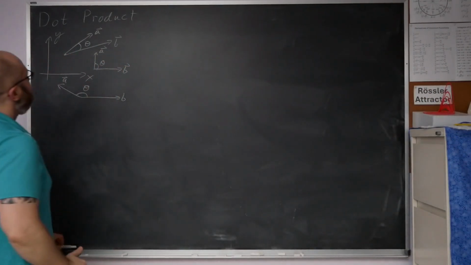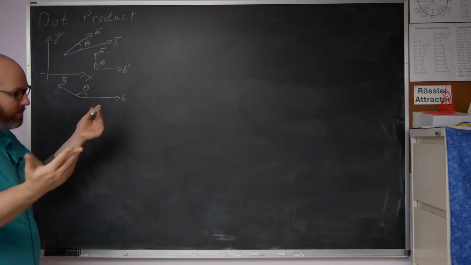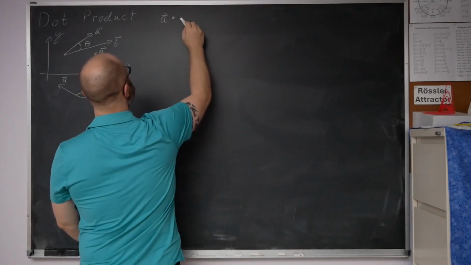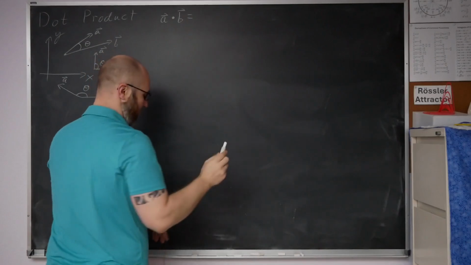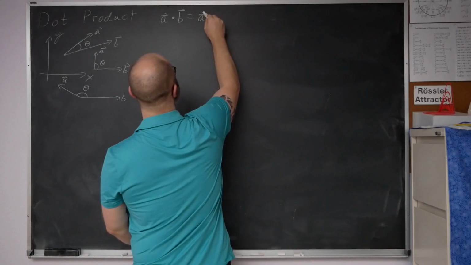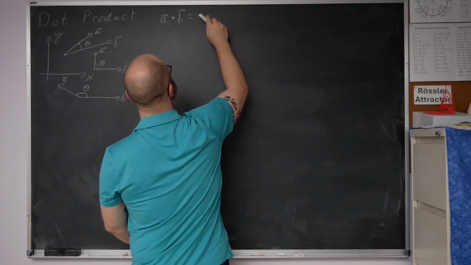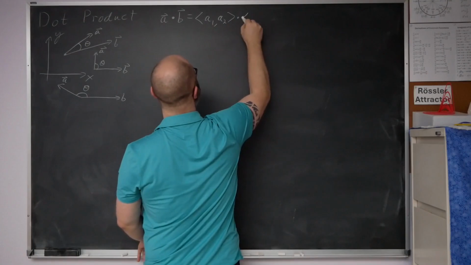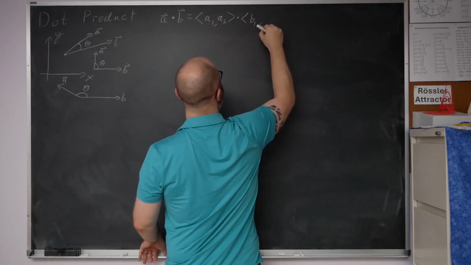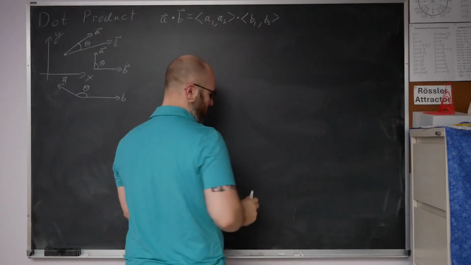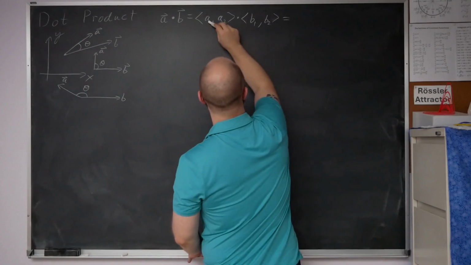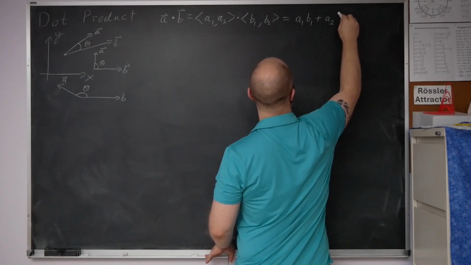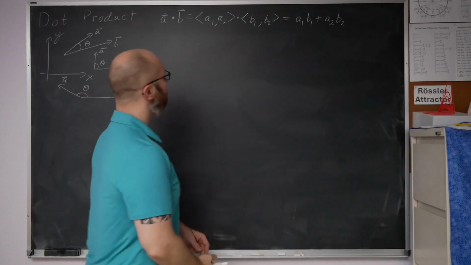So to continue on, the dot product supposedly is going to help us do this. What is the dot product? So the dot product is defined, it's A vector dot B vector. I'll write that in component form here. So it's A vector, A1 comma A2, dot B1 comma B2, and that ends up equaling A1 times B1 plus A2 times B2. That's it.